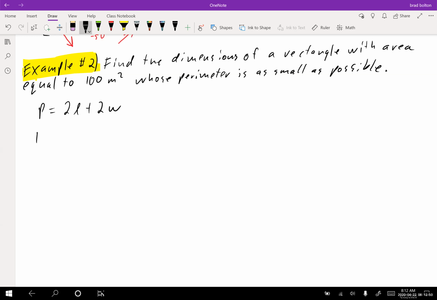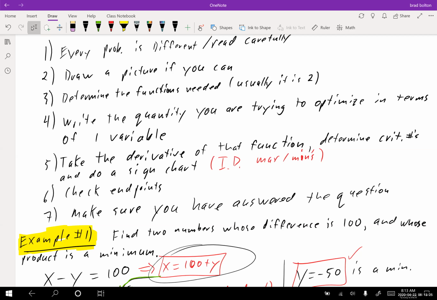Let me write that a little bit nicer. So now these are our 2 equations. We're ready to go. Now let's solve for L, I could just as easily solve for W. So I'm going to divide both sides by W, and that's going to give me 100 over W is equal to L. And you guys know that now I can take this and substitute it in. Remember, we're now doing the 4th step, write the quantity you are trying to optimize in terms of one variable.